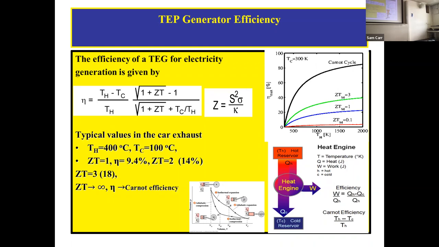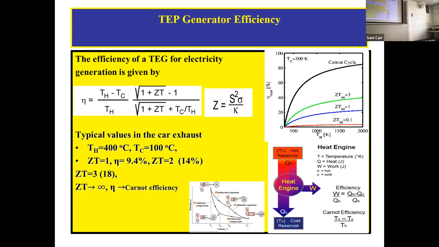Eta is the efficiency of the device. Experimentally, we have observed right now a value of ZT about 2. So the efficiency of the device, currently not used commercially but experimentally, is about 20% approximately. But we are trying to make it commercial, for which we need a ZT value of about 3, which is equal to 40% or 38%, something like that.